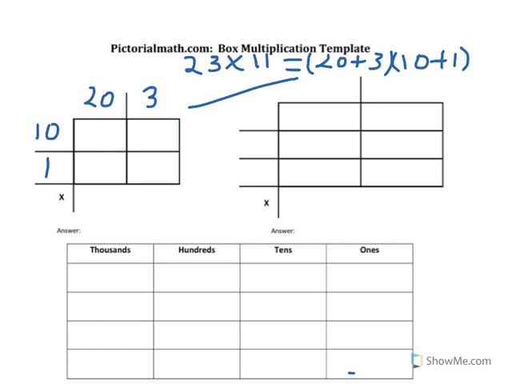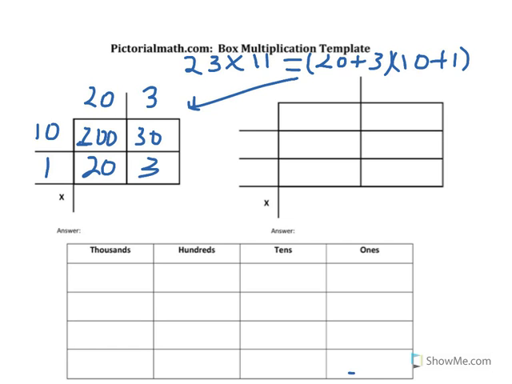Now we're going to use the box to multiply things through each of the elements, each of the factors. So now we have 10 times 20 is 200, and then 20 times 1 is 20, 3 times 10 is 30, and 3 times 1 is 3.